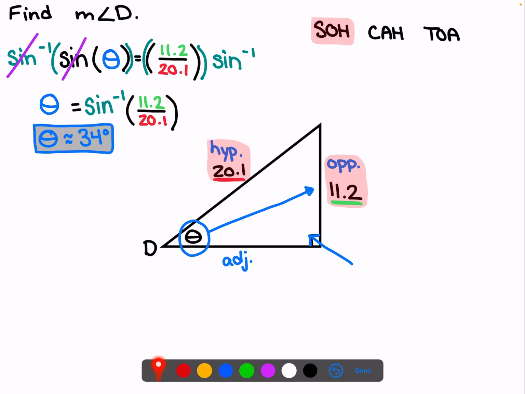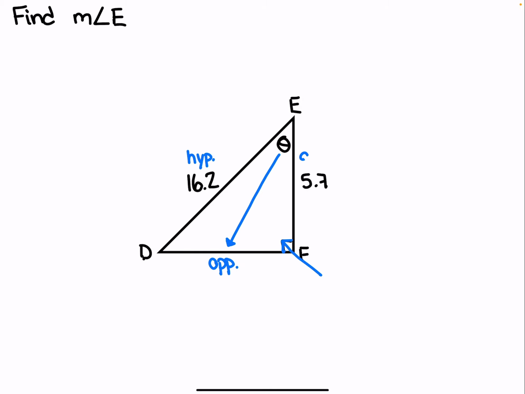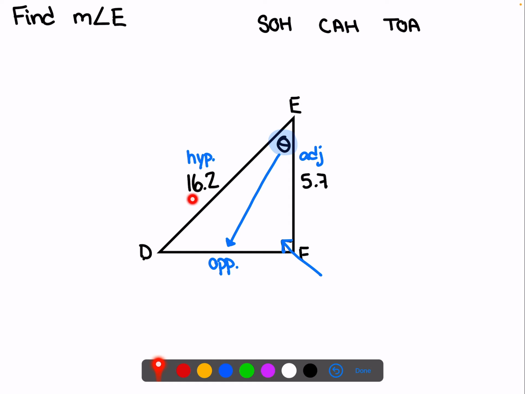All right, let's try out one more inverse trig function. Next up, we're going to find the measure of angle E. So we can see angle E up here. The first thing that we want to do is label our triangle based upon angle E. The side opposite angle E is DF, it's blank. The hypotenuse is 16.2, and the adjacent side is 5.7.